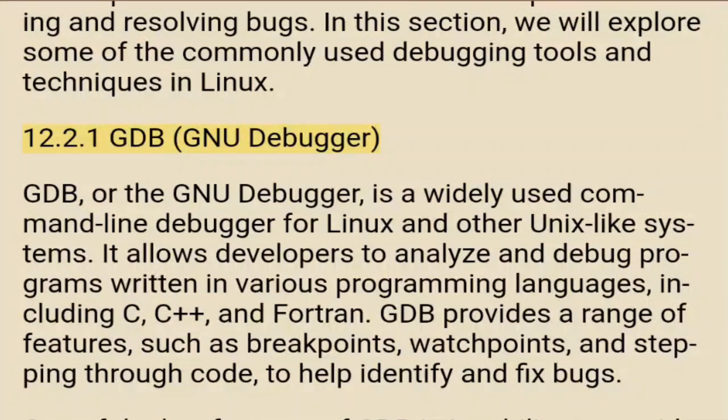12.2.1 GDB, the GNU Debugger. GDB, or the GNU Debugger, is a widely used command-line debugger for Linux and other Unix-like systems. It allows developers to analyze and debug programs written in various programming languages, including C, C++, and Fortran. GDB provides a range of features, such as breakpoints, watchpoints, and stepping through code, to help identify and fix bugs.